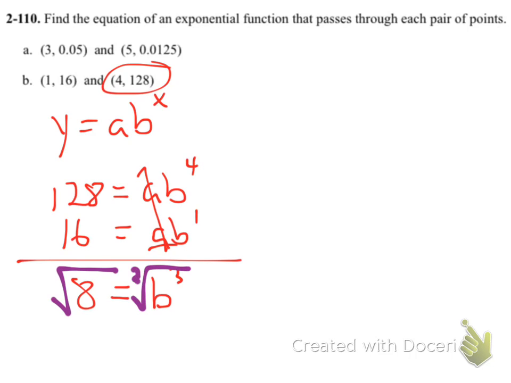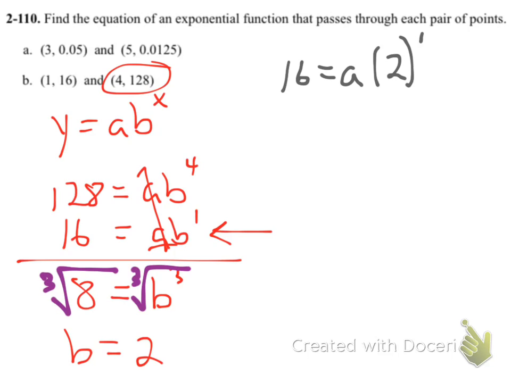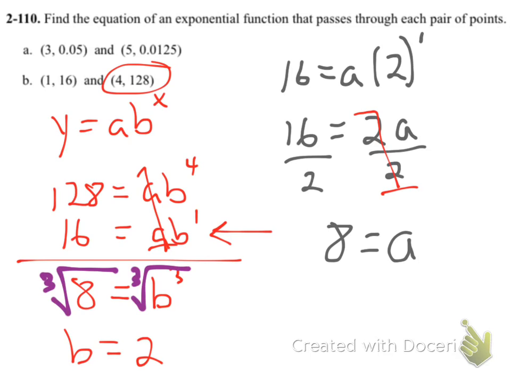Taking the cube root of both sides, b equals the cube root of 8, which is 2. I'm going to use the bottom equation, just because it's easier. So I have 16 equals a times my b value to the first. And 2 to the first is 2. So 16 equals 2a. Divide by 2. There's my giant 1. And a equals 8. Giving me the equation y equals 8 times 2 to the x.